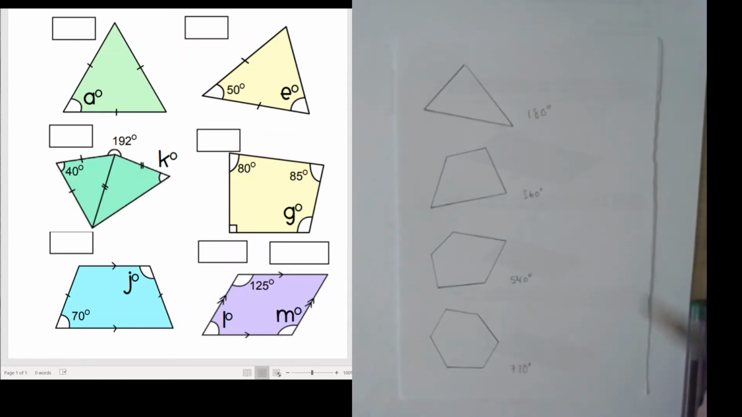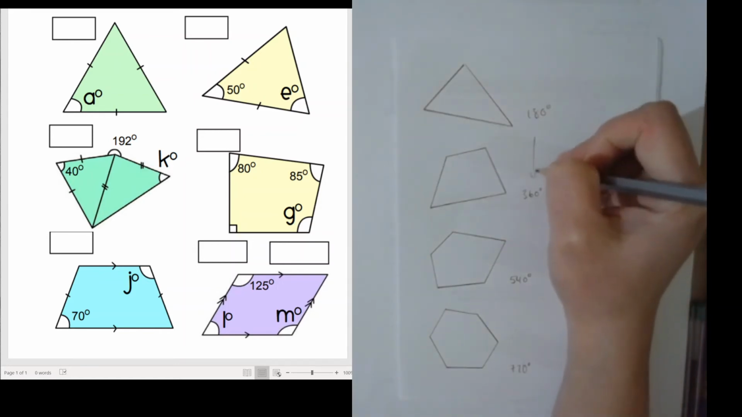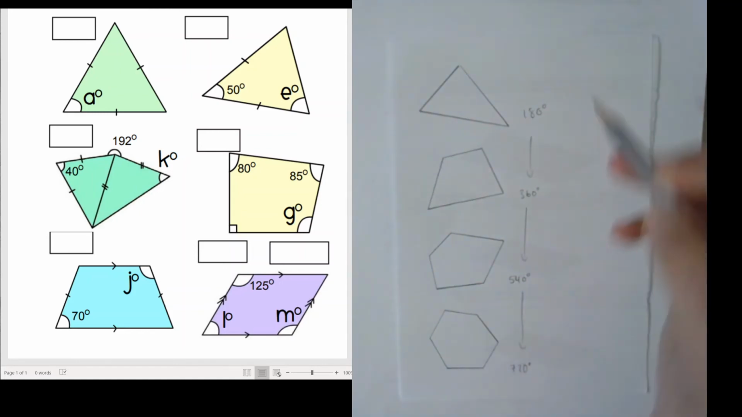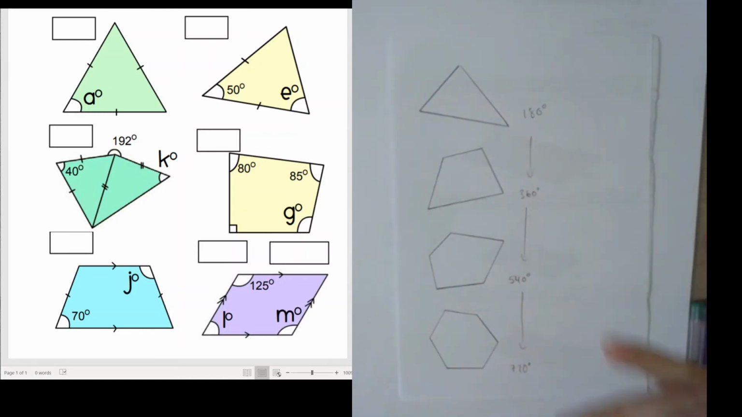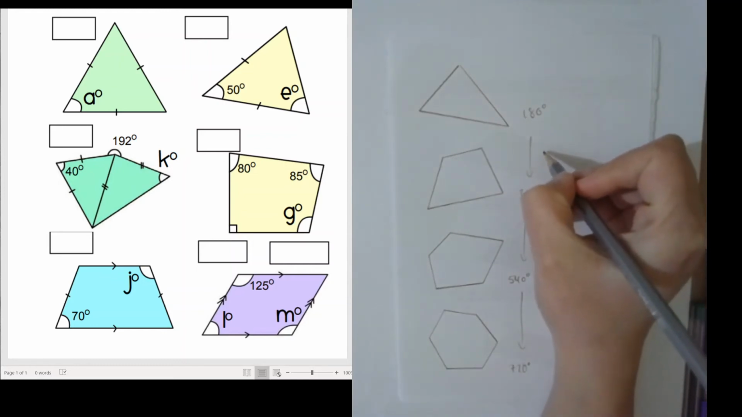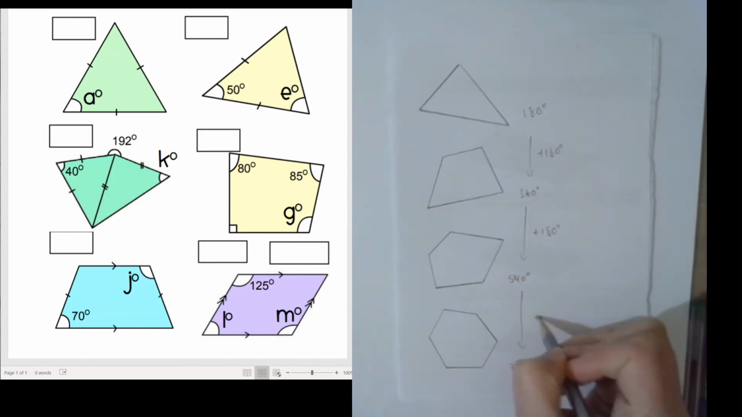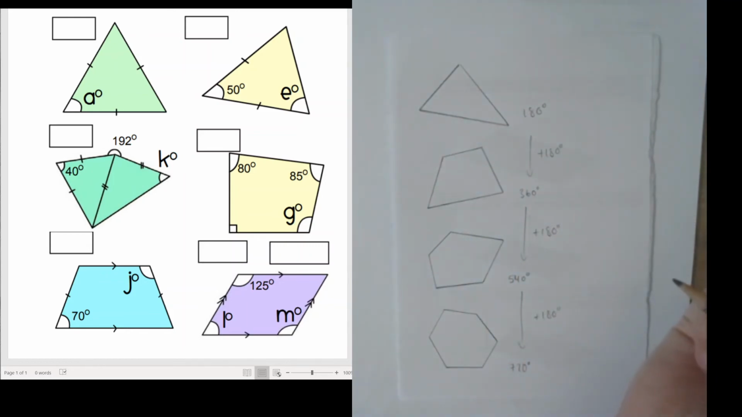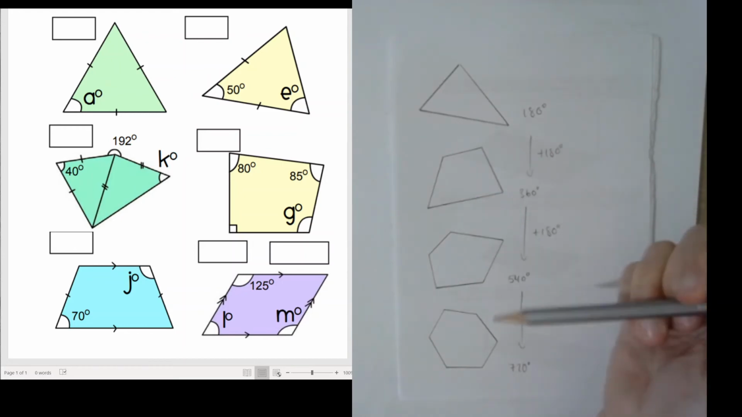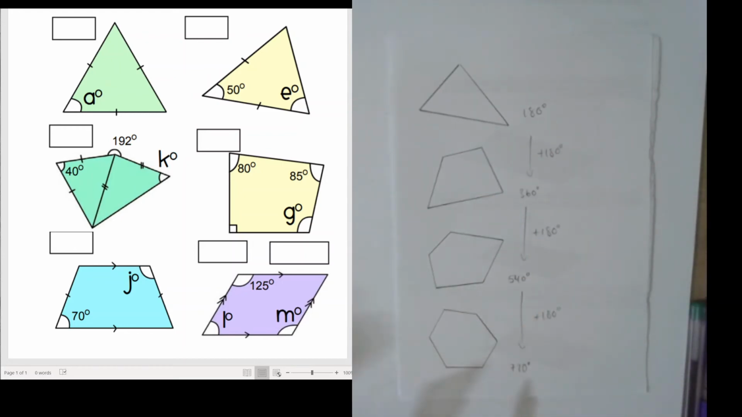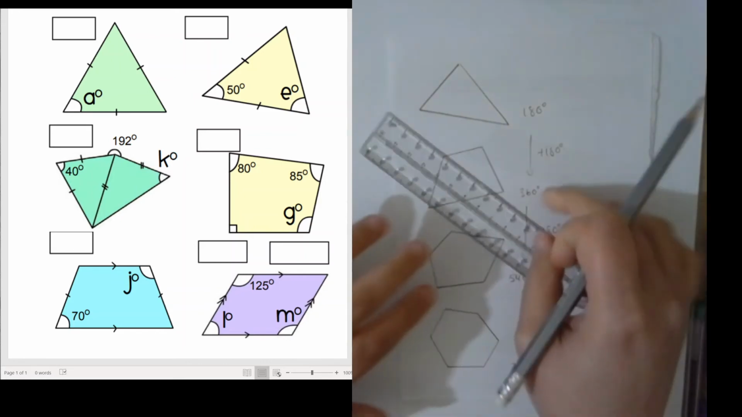So did you notice anything about them? You may have noticed it's a gradual change. This is like a sequence where I have a constant change, and I'm adding 180 degrees each time. And which of these shapes has 180 degrees? Angles in a triangle add up to 180 degrees. So if you're thinking triangles, or you've even looked at the interior angles within a polygon, you would notice that it talks about triangles.